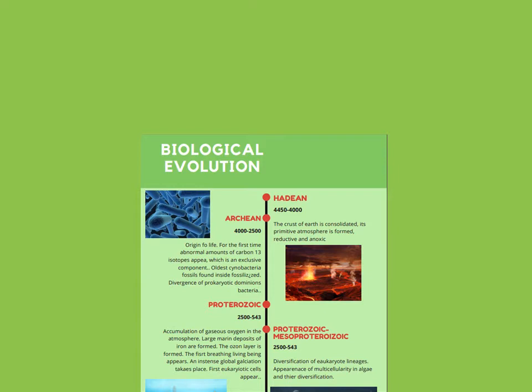The third stage is the Proterozoic. The diversification of eukaryote lineages, appearance of multicellularity in algae, and their diversification. And this stage can also be known as the separation of the lineage that gave rise to the animal and fungi kingdoms, and the most ancient fossil evidence of animals. This means that animals start to appear and living things are living on Earth.